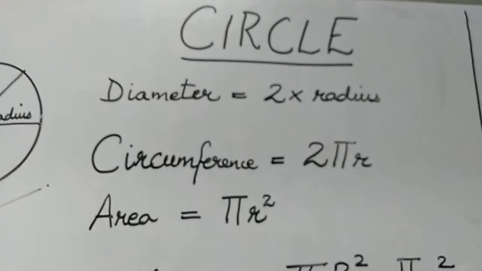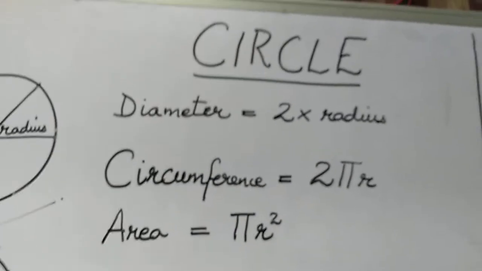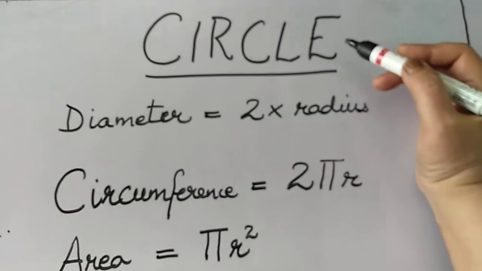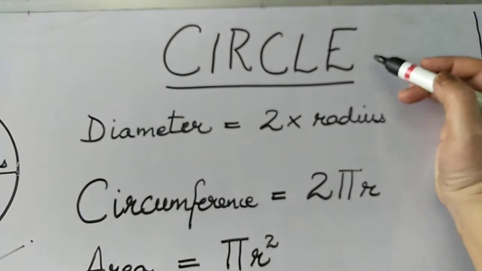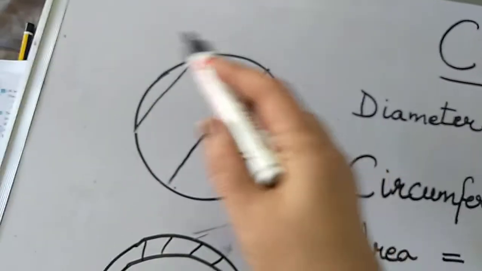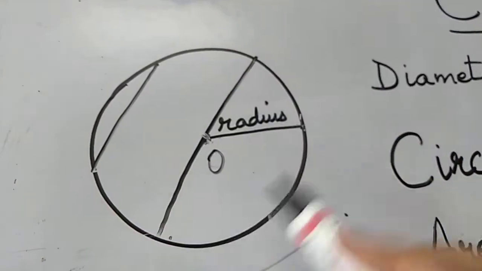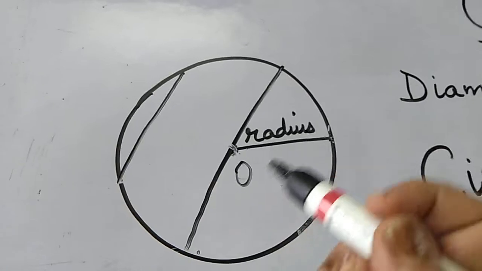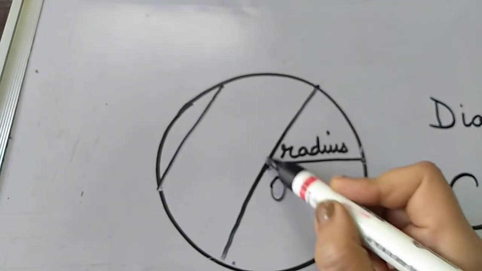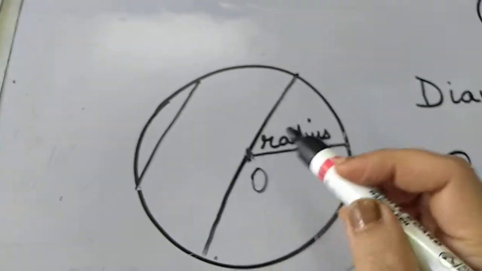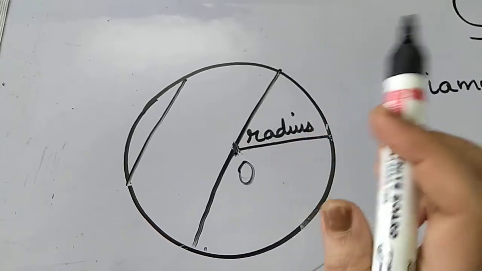Yes, children, today we are going to do the next exercise of mensuration, and that deals with circle. Now you all know what a circle is. But if I ask you what is the definition of a circle, I don't think anybody would be able to answer me. Now see, how do we define a circle?